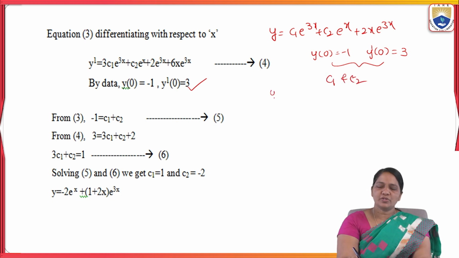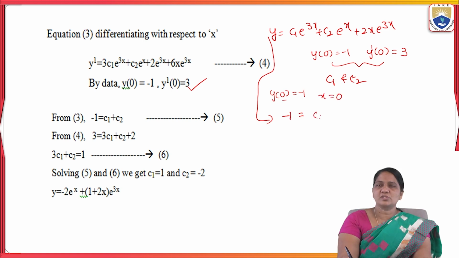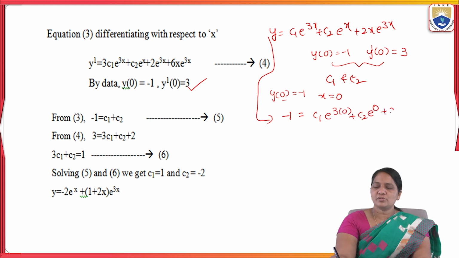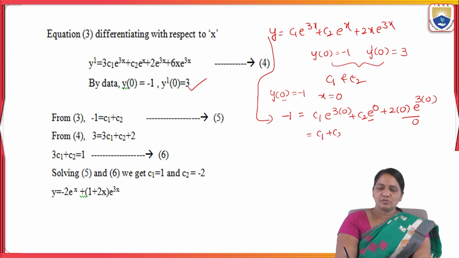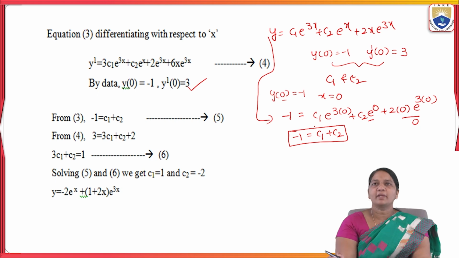First we use y of 0 equal to minus 1. From this equation, minus 1 equal to, in place of x put 0, C1 e power 3 into 0 plus C2 e power 0 plus 2 into x value 0 into e power 3 into 0. This term is 0 and the exponentials are 1. So we get C1 plus C2 equal to minus 1.